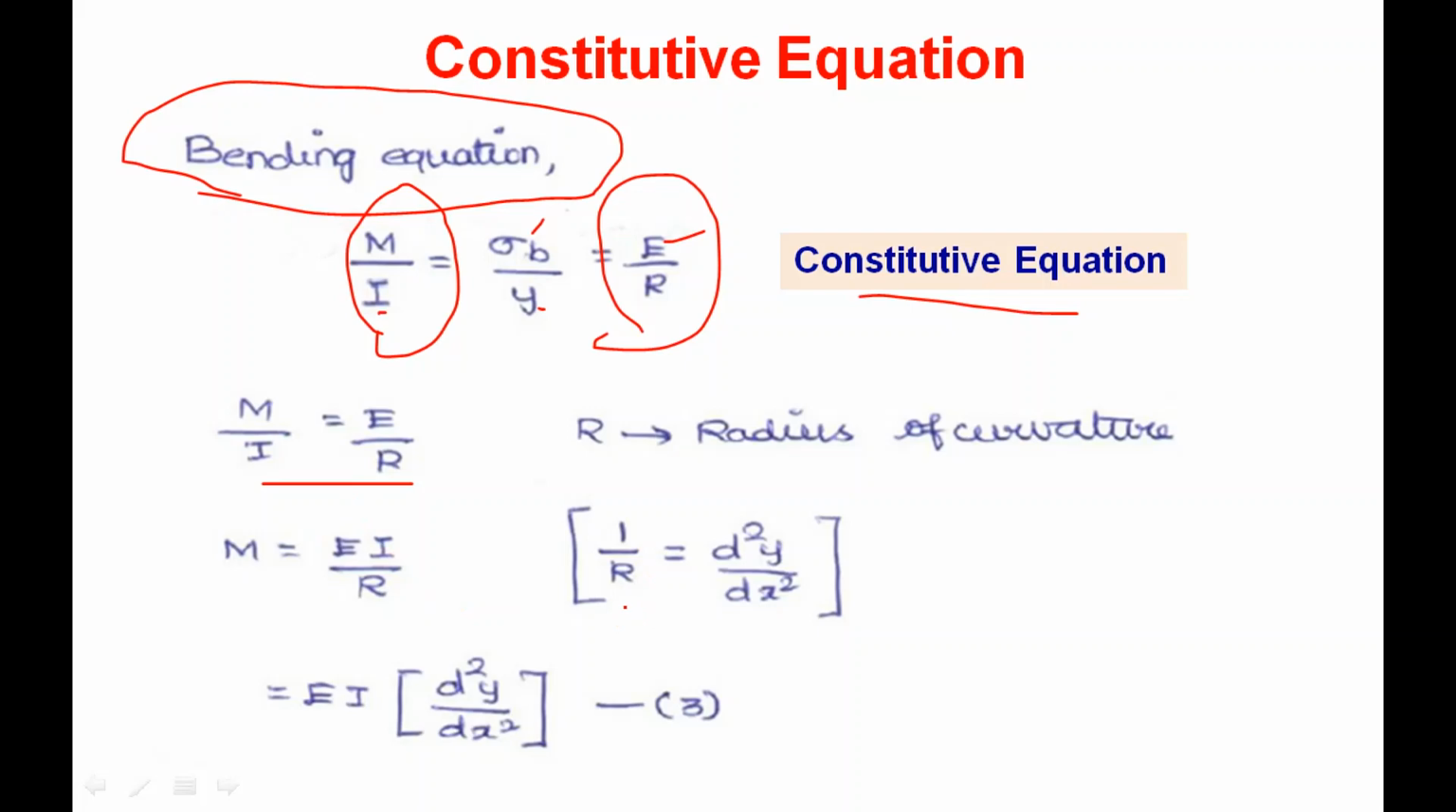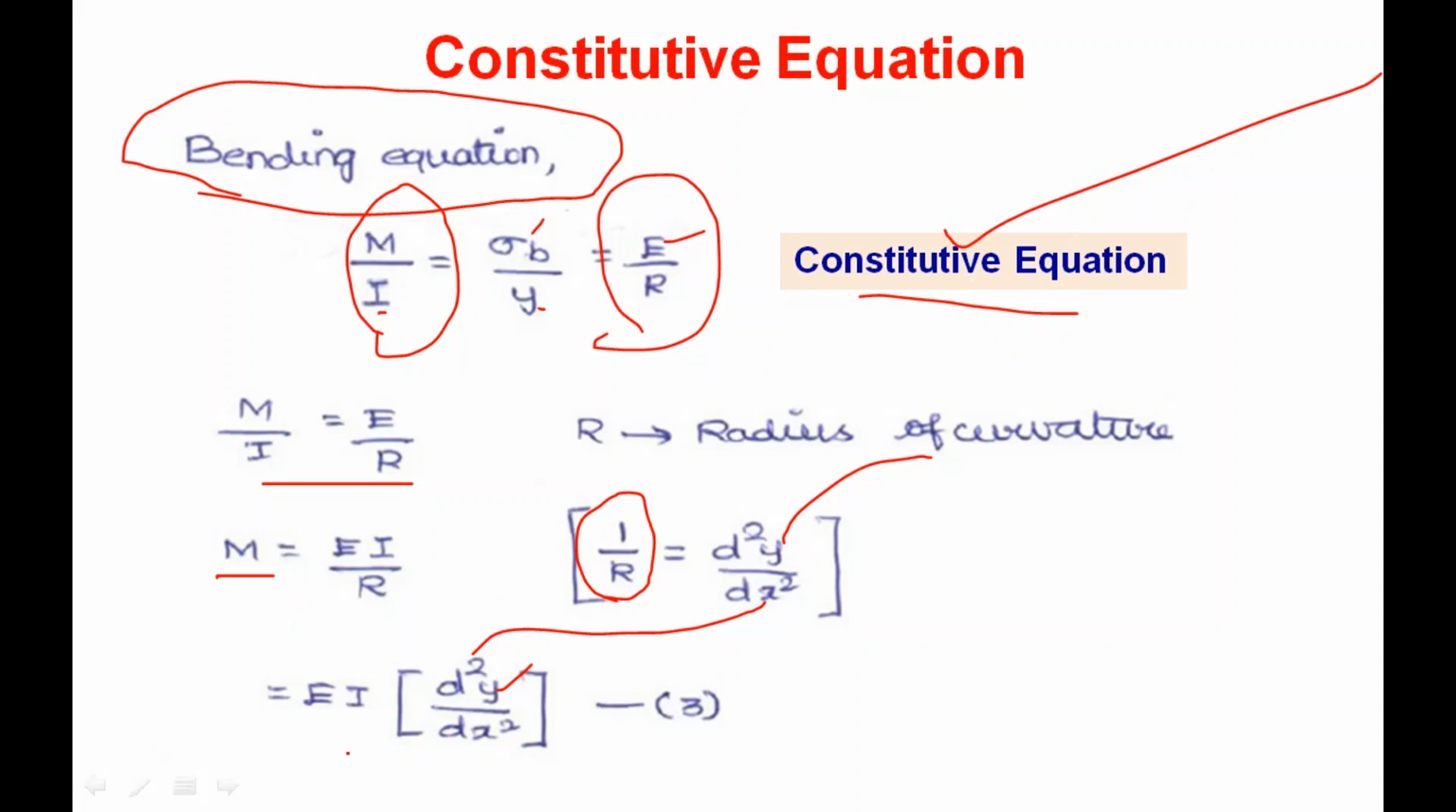In strength of materials, we already studied the relation 1 by R is equal to d square y by dx square, where y is the transverse deflection of the beam and R is the radius of curvature. Substituting this value, we will get EI d square y by dx square. This is nothing but the bending moment. The bending moment M is defined in terms of the field variable y. The equation which relates the unknown, the field variable, is called a constitutive equation. So here the bending equation is the constitutive equation.